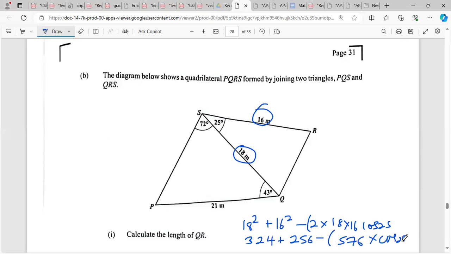And there's another problem. The calculator is not in degree mode. Something is wrong with the calculator.